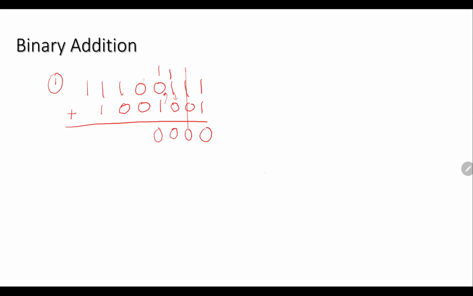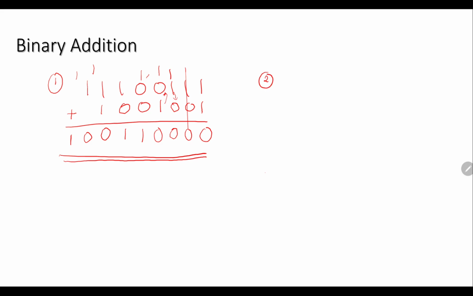1 plus 1 is 0, carry 1. 0 plus 0 is 0. So take 1 here, down here. 1 plus 0 is 1. 1 plus 1 equals 0, carry 1. 1 plus 1, 0, carry 1. So you put down 1 here. So the answer for this binary addition is 1 0 0 1 1 0 0 0 0.